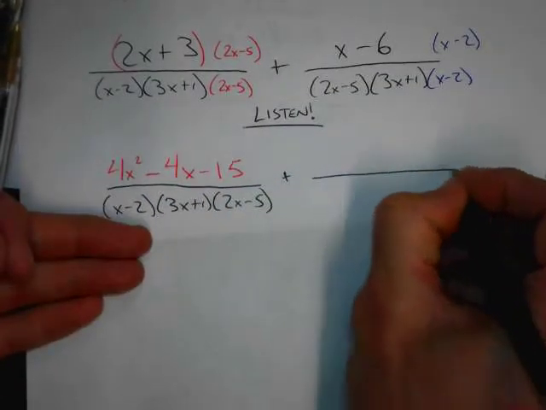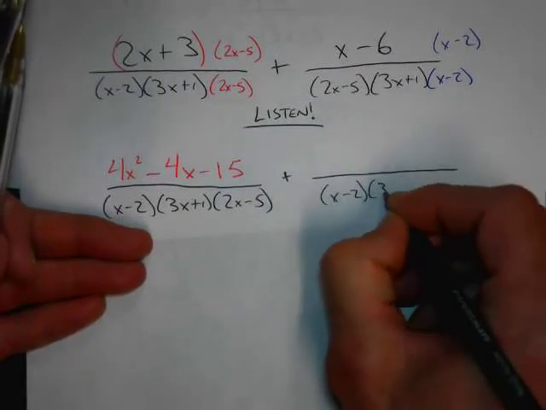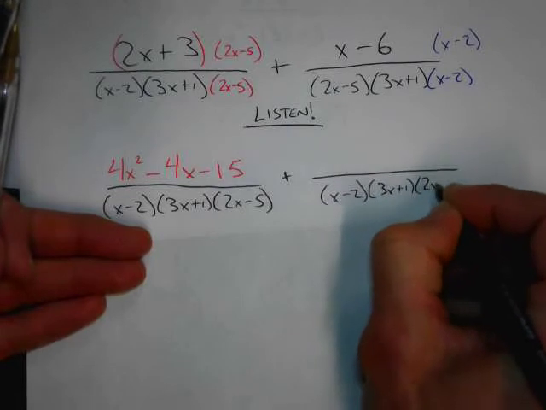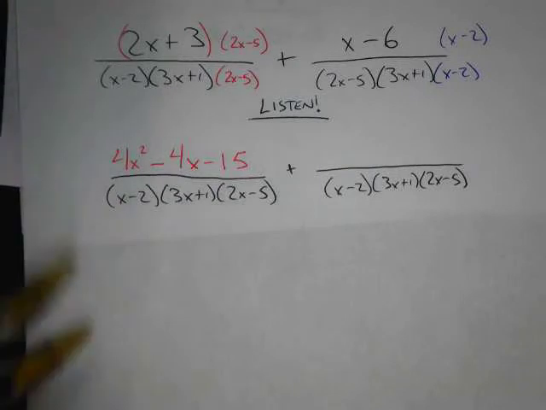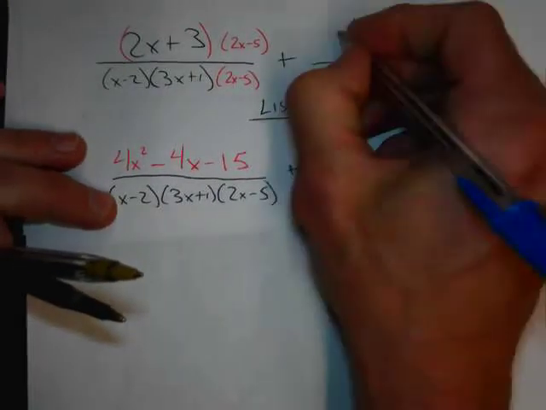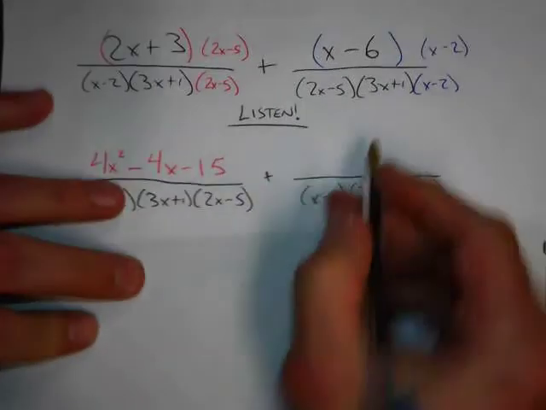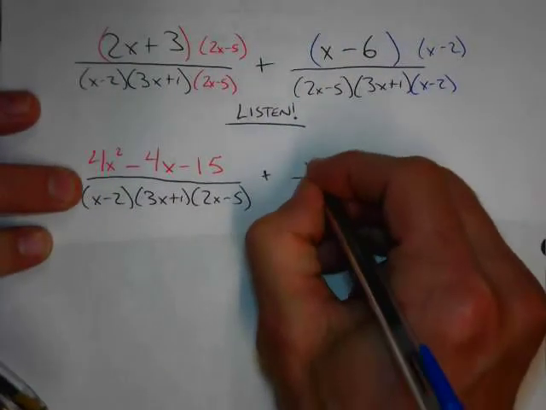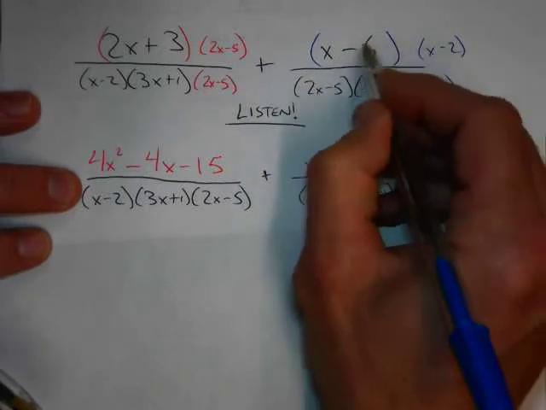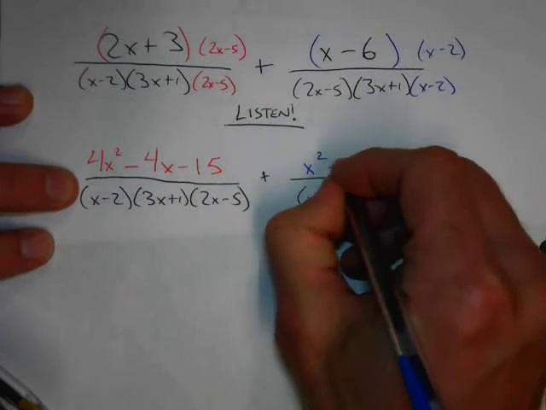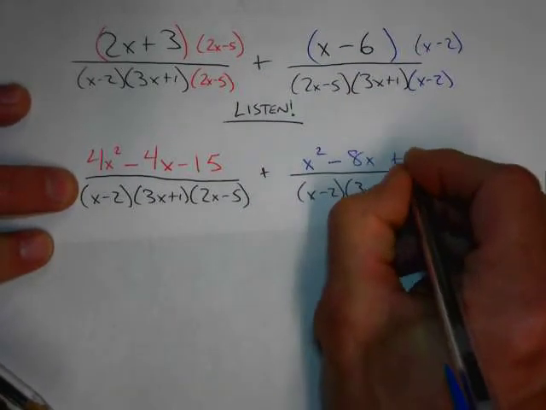Now for my second number, my denominators are the same. It's x minus 2, 3x plus 1, and 2x minus 5. I now have common denominators, yay! But I'm going to do the same thing. I'm going to multiply the entire numerator. All right, so I have x squared, minus 2x minus 6x, which is minus 8x, and then plus 12.